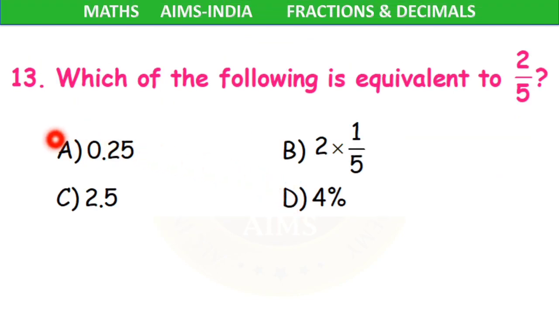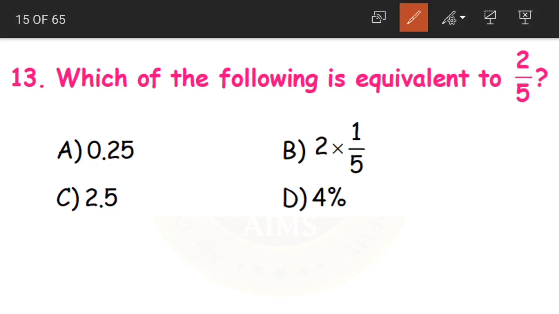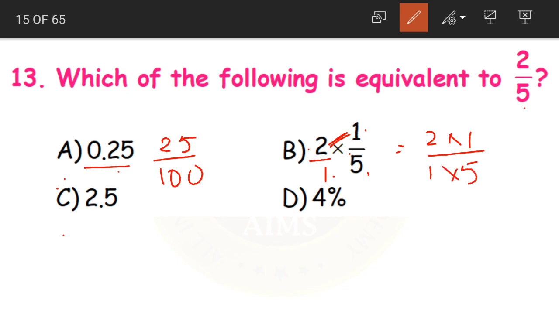Yes? Next question. Which of the following is equivalent to 2 by 5? Now if you look at the options carefully, 0.25 is nothing but 25 by 100. 2 into 1 by 5. How do we multiply, children, the fractions? Here we have 1 as the denominator, so multiplying the numerators and then multiplying the denominators. 2 1s are 2 divided by 1 5s are 5. Yes, option B becomes our correct answer. 2 into 1 by 5 is nothing but our 2 by 5.